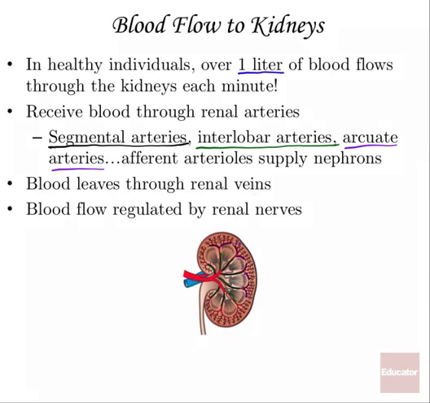Blood leaves through the renal veins. So you have this blue little tube here. The renal veins take blood out of the kidney, the blood that hasn't been filtered out to make urine. And of course, blood flow is regulated by nerves. They're called renal nerves.